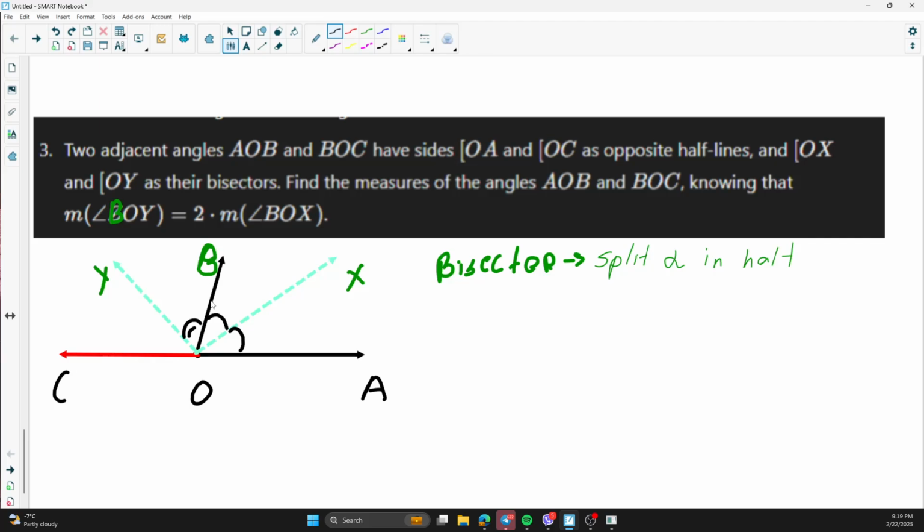So BOX is basically half of BOY, and it will be the same thing as XOA. It's just half. So this 2 times BOX is telling you that it's this entire angle, BOA. Alright? So BOY is basically this entire angle. Got it? Got it.